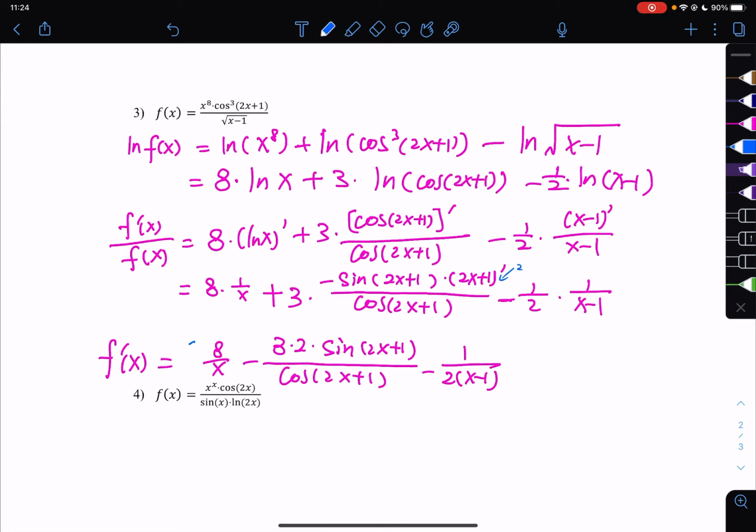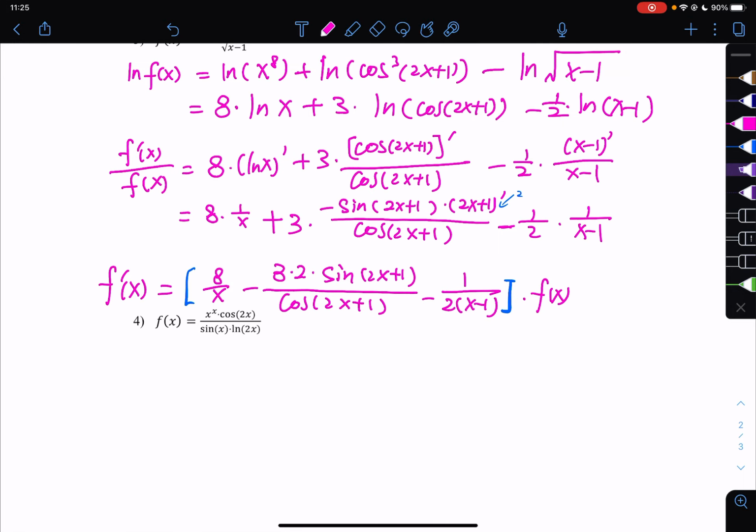Be careful, you want to get rid of the denominator on the left, so you multiply the whole thing to the right, so you need a bracket to hold things together.